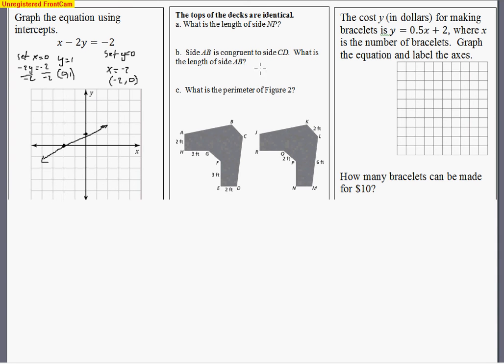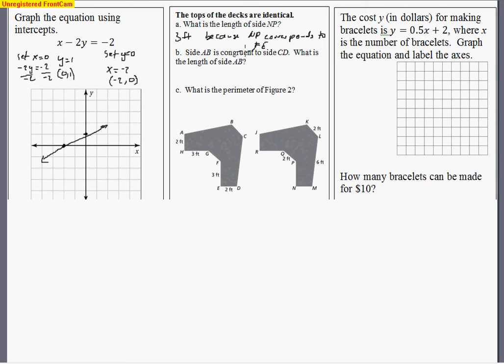So in the next one, it says, what is the length of NP? It tells us that the two decks are identical. So I go down to NP. It's not given to me. So that means I need to look at the other one since it's identical and look for the corresponding side. FE is corresponding, so it's 3 feet. So 3 feet, because we'll say NP corresponds to, and then it was FE.